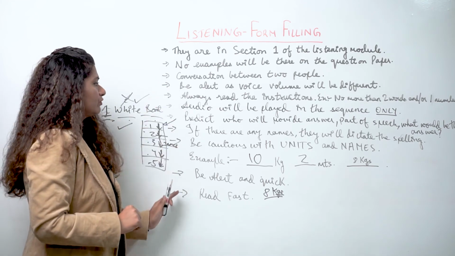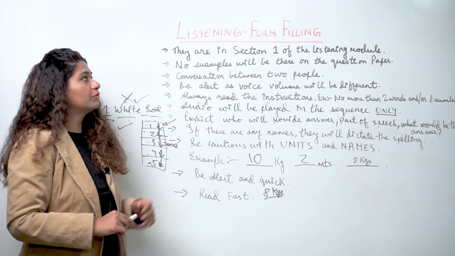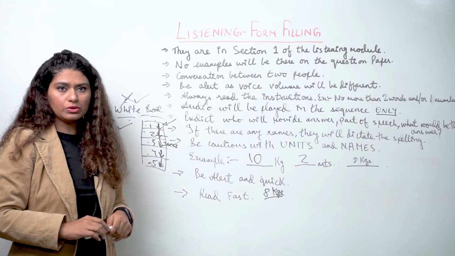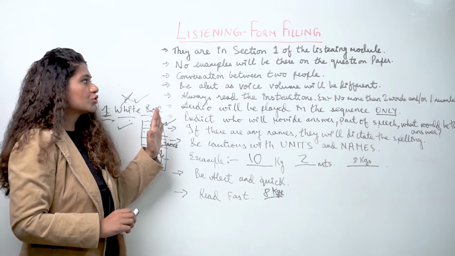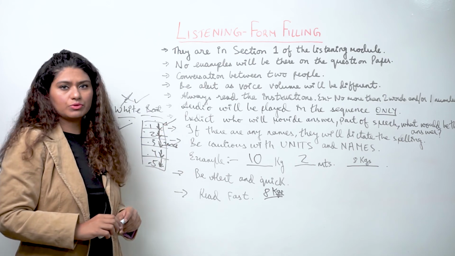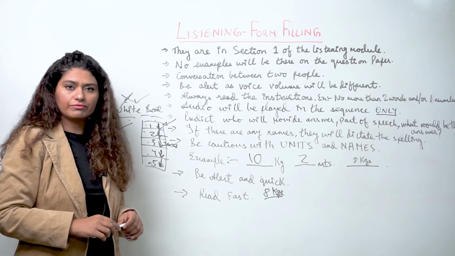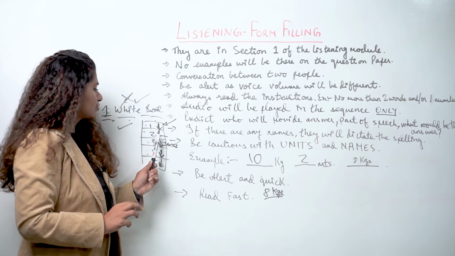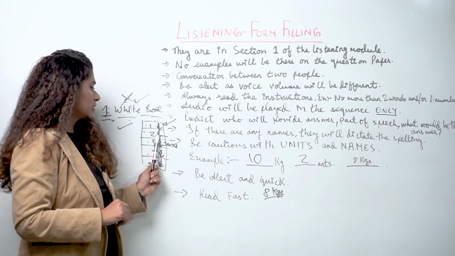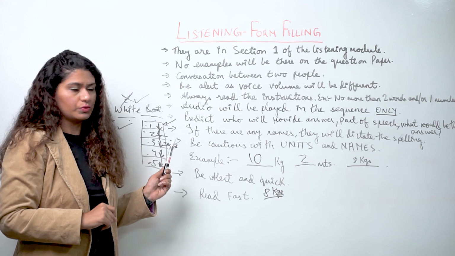So start practicing that. It will automatically increase your reading speed for your listening module. So these are a few tips and details about what to expect from the form filling kind of questions in your listening module. Learn them, try to use them in your practice, and I'm sure they're going to help you score a higher band and points in your form filling section. Each question will have 1 point. So for every correct answer, you get 1 point for your listening module.